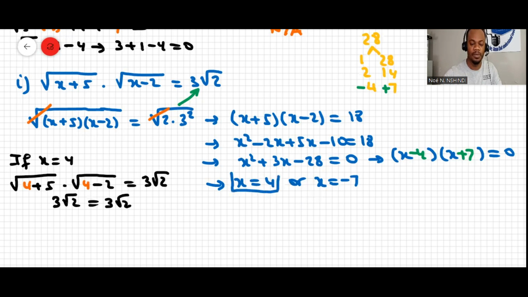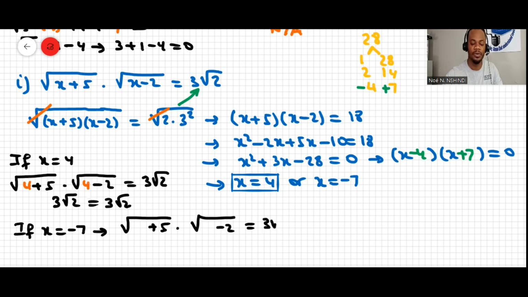x equal to 4. Okay, now we can also check if x equals negative 7. Then this will be square root of x plus 5 multiplied by square root of x minus 2 equal to 3 root 2. Then we sub in negative 7 and negative 7. Now the fact that we have a negative answer within the roots here, we can say that this solution is not applicable. It's not a valid answer.